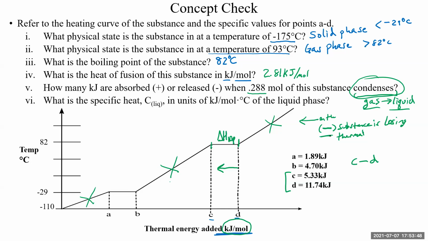Just understand that you need a negative sign to indicate that energy is being released from the substance into the surroundings. So if I take C minus D, I'm taking a smaller number, 5.33 kilojoules, minus a bigger number, 11.74 kilojoules. Per mole, right? There's an implied per mole there. I should have probably written that there. I'm sorry about that. So 5.33 minus 11.74, we can figure out our heat of vaporization.